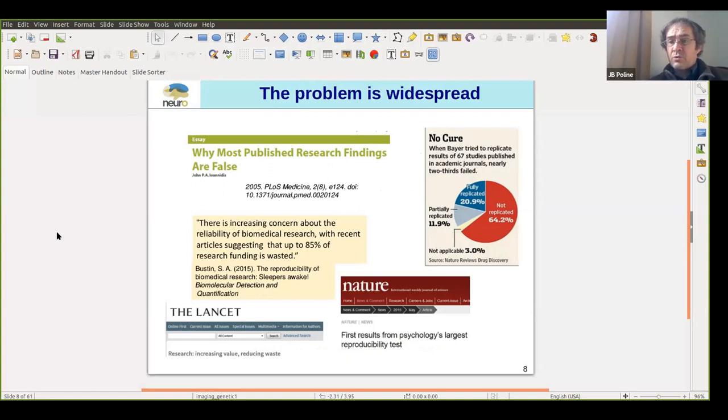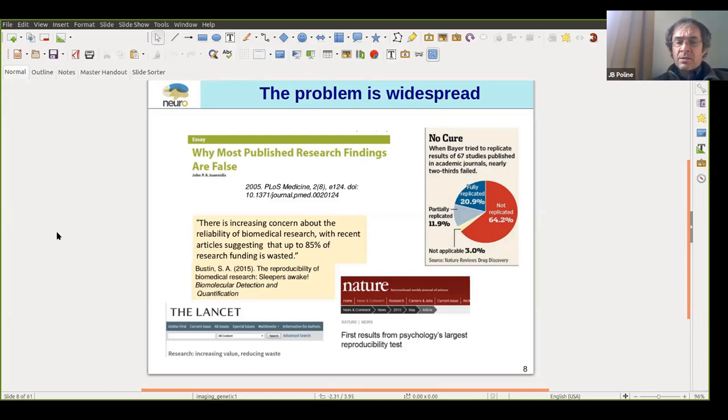So the problem is really widespread, and one of the most interesting papers that I would really recommend you to read is "Why Most Published Research Findings Are False?" by Ioannidis. But there are many other papers and many other venues describing the problem and trying to find why so many results are not reproducible.